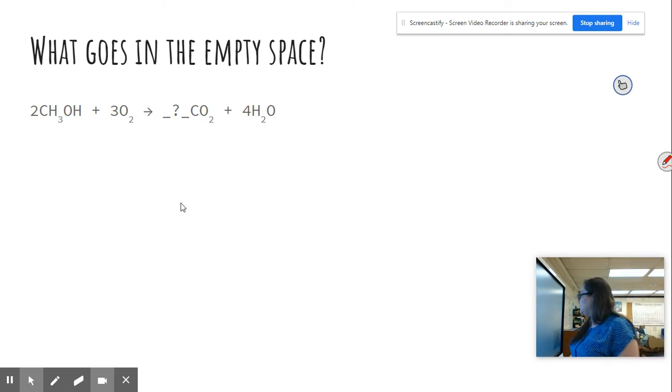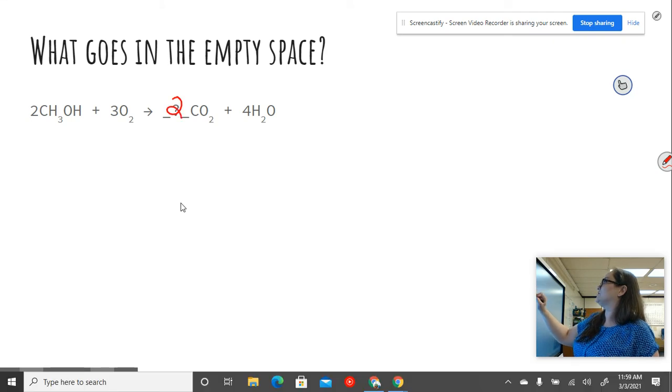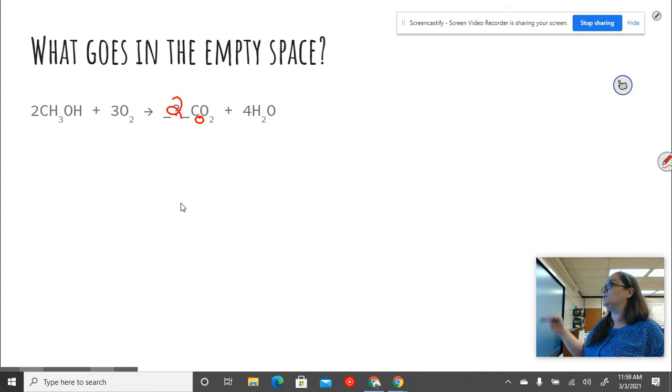What goes in the empty space? So we've got to figure out how many carbons are there on the reactant side to figure out how many carbons we need on the product side. So over here, there's a subscript of 1. So 2 times 1, so there's 2 carbons. So we would need to put a 2 here because there's no subscript here, so it's times 1. What times 1 would give us 2? 2. And that should balance out the whole equation.